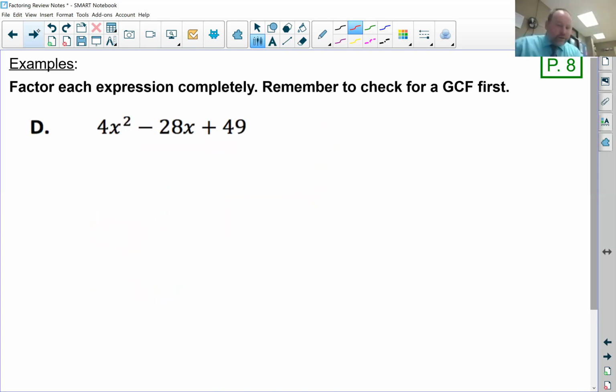All right, another example. 4x squared minus 28x plus 49. Again, checking for our greatest common factor. 4 divides evenly into 28, but not into 49. So 4 is not a greatest common factor. So then we could try the slide method. Take the 4 and slide it all the way across.